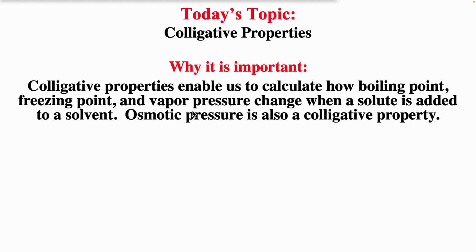And so this video is on colligative properties. Colligative properties are due just to entropy. So colligative properties enable us to calculate how boiling point, freezing point, and vapor pressure change when a solute is added to a solvent, hence increasing the entropy. Osmotic pressure is also a colligative property.